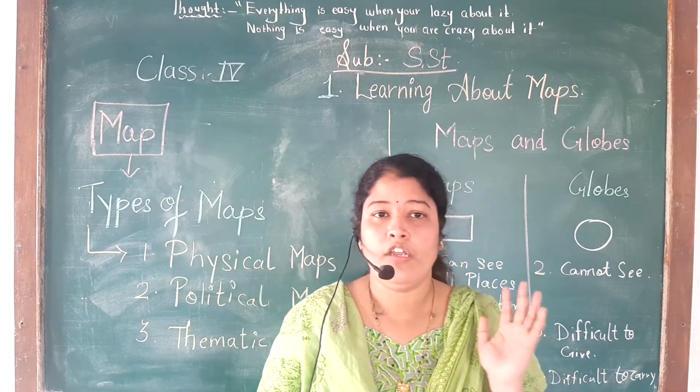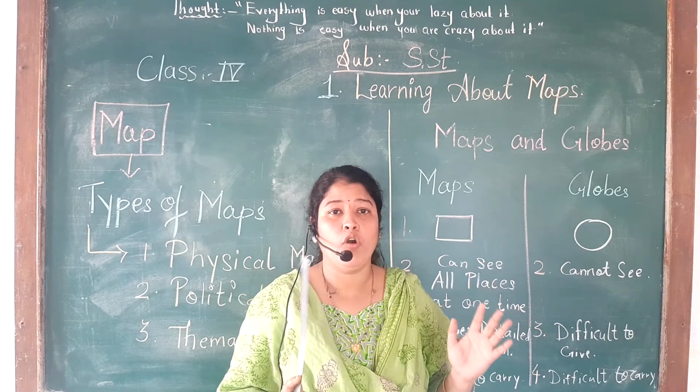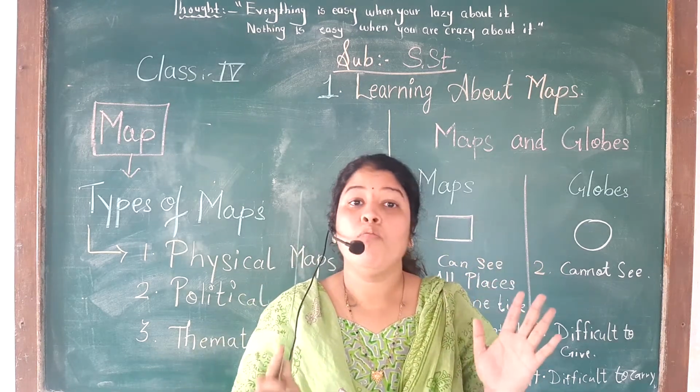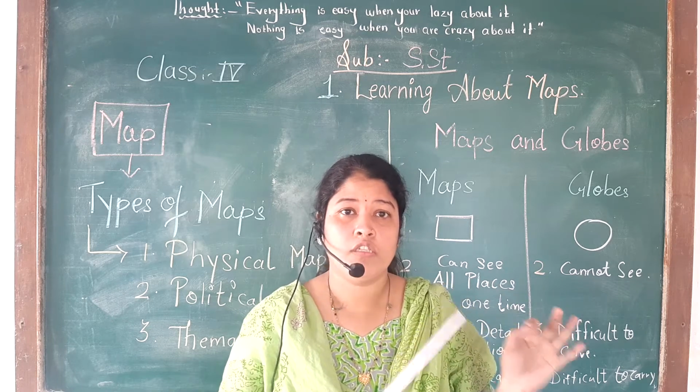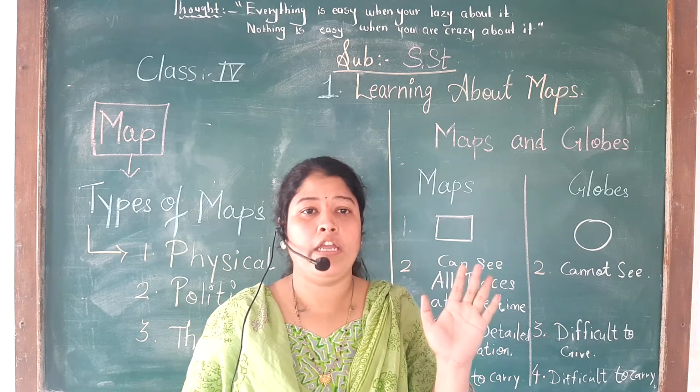This might be occurring in your mind. A globe is a small ball-like model of the earth. First thing, what is a globe? A model of the earth. How does it look? Like a ball. So a globe is a small ball-like model of the earth.